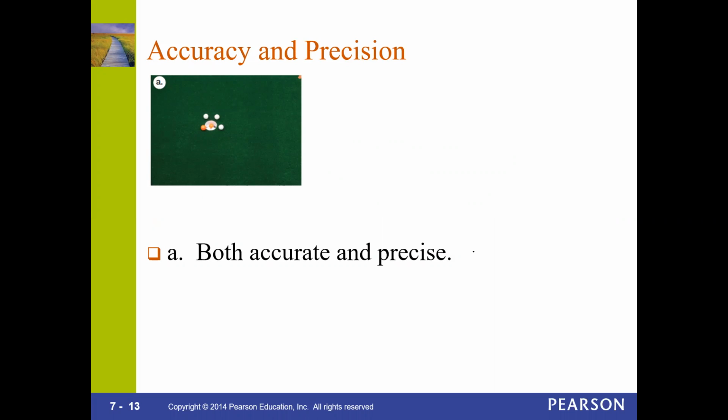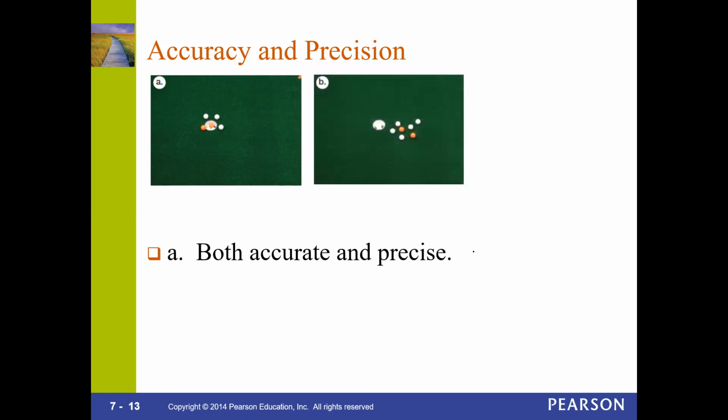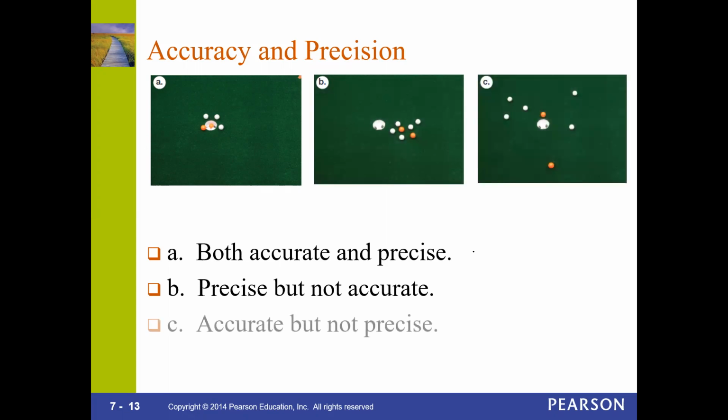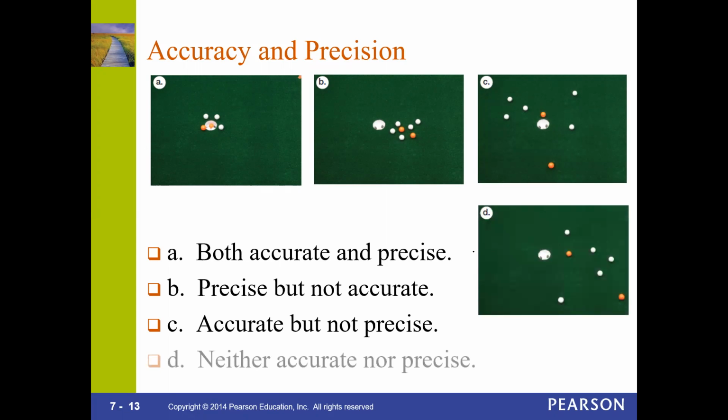Like for example, this picture here is an idea of precision and accuracy. The first little picture shows something that is both accurate and precise. The second picture shows something that is precise but not accurate. The third picture shows something that is accurate but not precise. And the last one is a picture that is neither one.